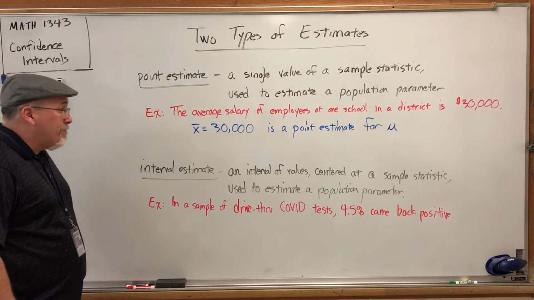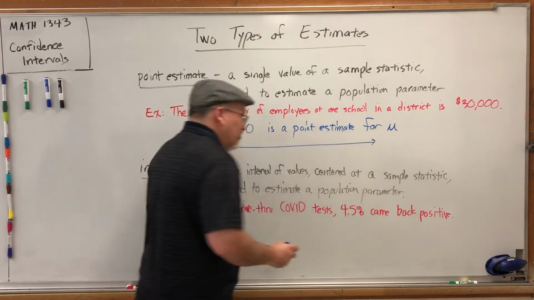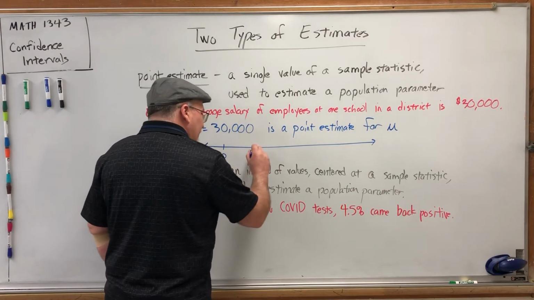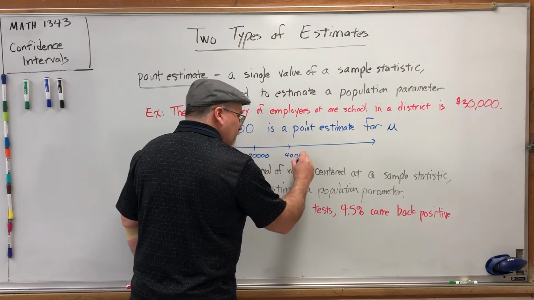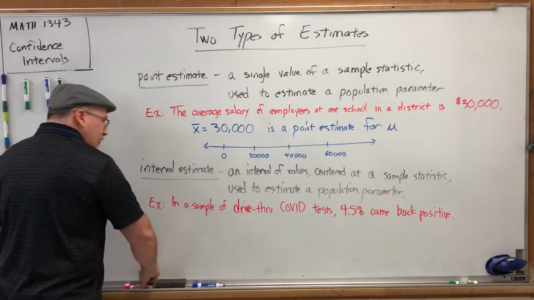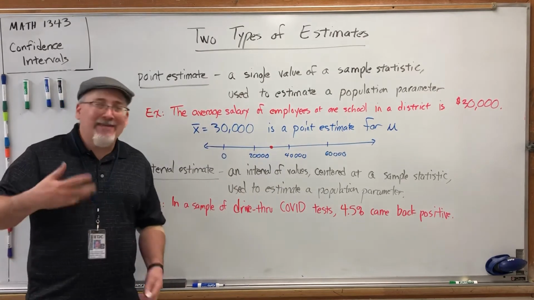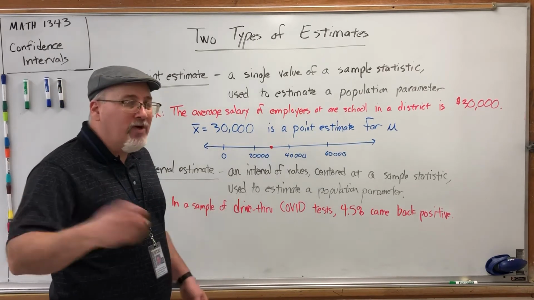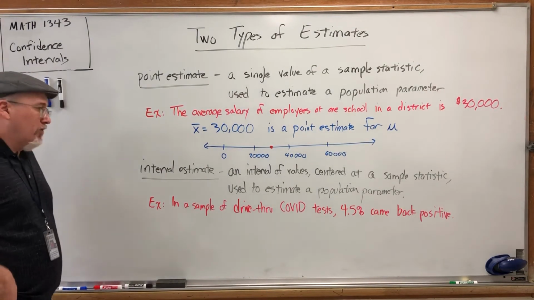And again, the reason it's called a point estimate is because if we were to draw a number line, which doesn't have to have 0 in the middle, but let's just pretend that 0's over here, and then we have 20,000. Why 20? Oh no, why not? We go in increments of 20,000. Then where would 30,000 be? 30,000 would be a single point on this number line, hence the name point estimate. So just remember, a point estimate is a single value from a sample to estimate the corresponding value from a population. But we're going to be building interval estimates.